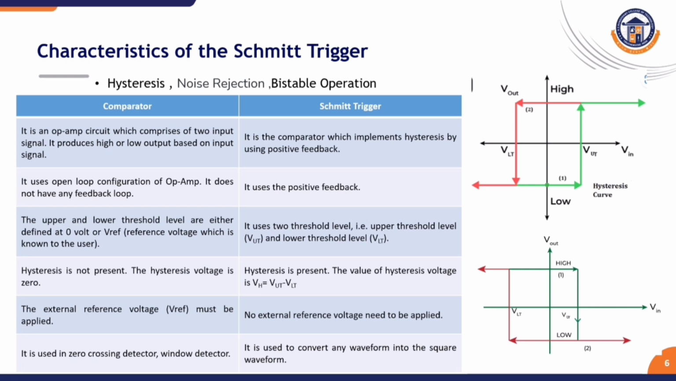In the normal comparator hysteresis is not present, but in the Schmitt trigger hysteresis is present, that is, the band from the upper threshold limit to the lower threshold limit. In the comparator an external reference voltage is given, but in the Schmitt trigger the output is taken as the reference voltage, so there is no need for an external reference. The general applications of a comparator are zero crossing detector or window detector, but the Schmitt trigger is used to convert any waveform into a square waveform. Generally the output of the regenerative comparator or Schmitt trigger is a square waveform.